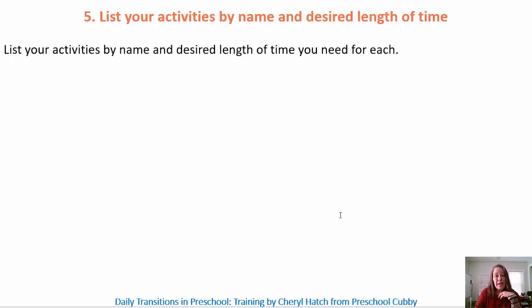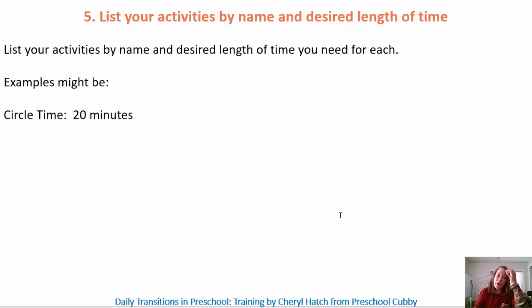Now list your activities by name and desired length of time. Some examples might be circle time, 20 minutes. That might be how long you want it to be. I recommend a 10-minute circle time. I don't really think all the teaching happens necessarily at circle time. I know some of you do, and some of you have certain things you do at circle time every day. But if you need that extra wiggle time, I highly recommend cutting out some of your circle time.